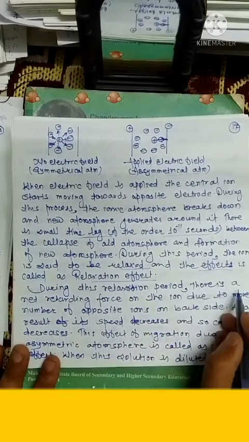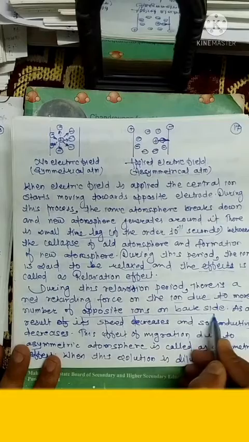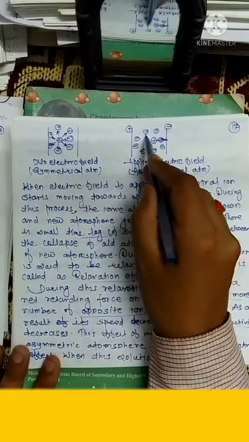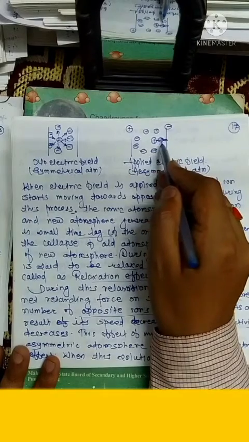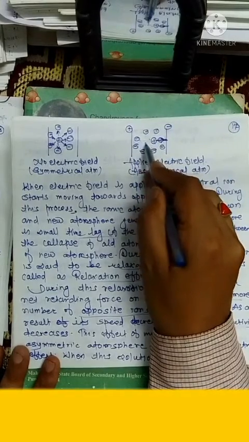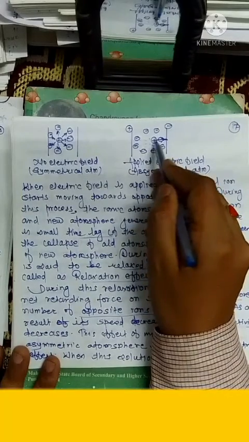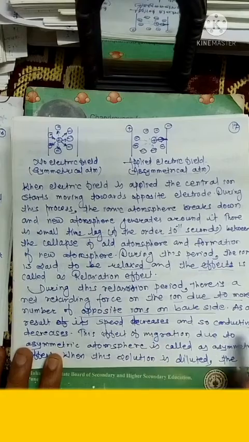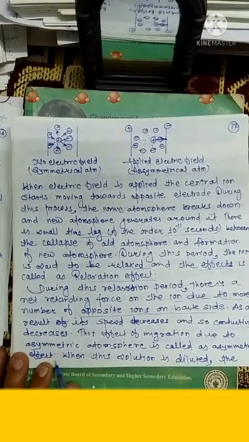During the relaxation period, there is a net retarding force on the ion due to more number of opposite ions on the backside. So we see that in this asymmetric atmosphere, for this time period, the number of ions on the backside of this positive ion is more, while in front the number of negative ions is less. That's why the negative ions on the backside of the positive ion want to pull it towards them. So basically it retards the speed of the positive ion. As a result, its speed decreases and so conductivity also decreases. This effect of migration due to asymmetric atmosphere is called asymmetric effect.